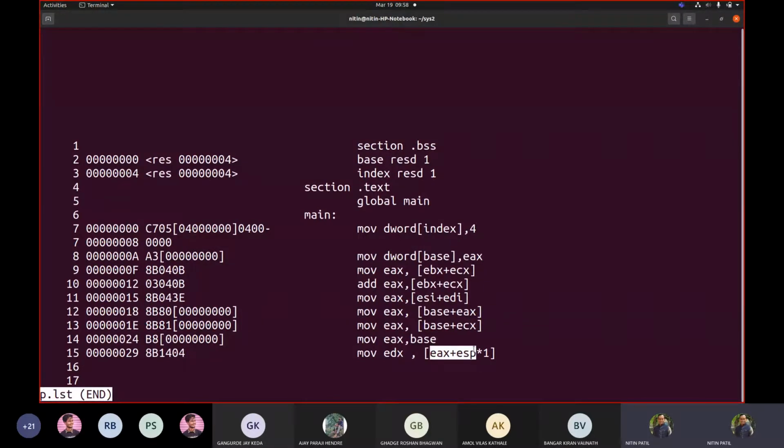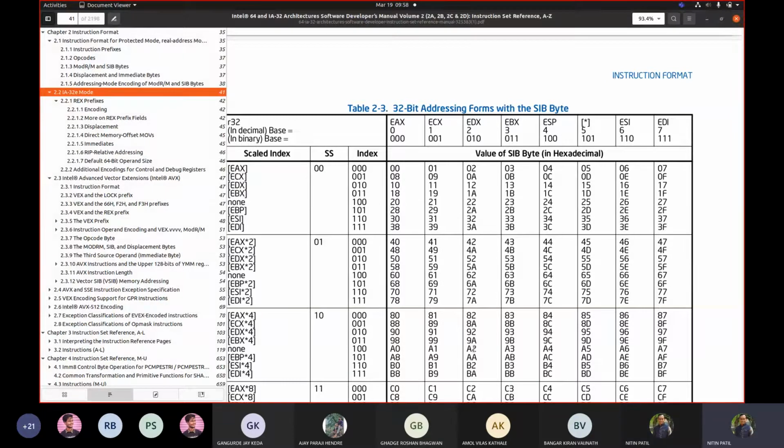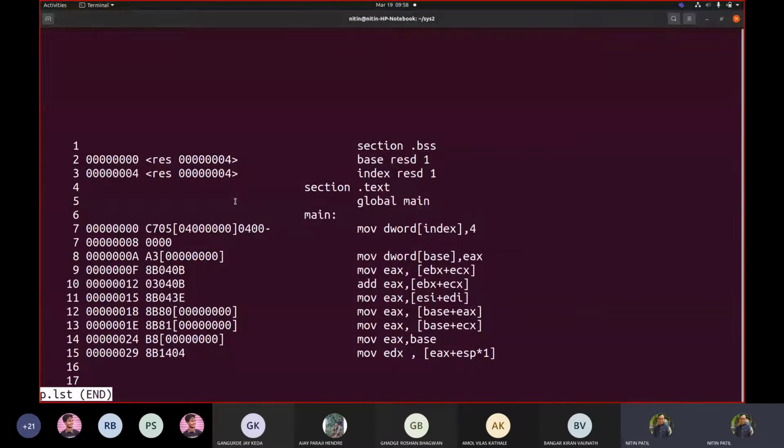So what exactly did it take? It took that ESP as a base and EAX as the index. If I see that 4, the translation of 4, ESP was taken as a base, because I can never take ESP as index. That's what it says. And that's the reason it internally adjusted that to 0.4.